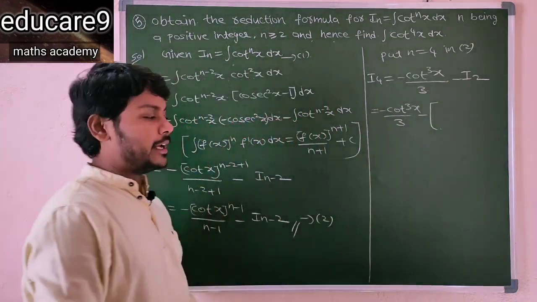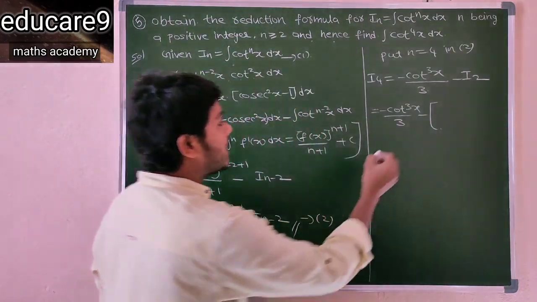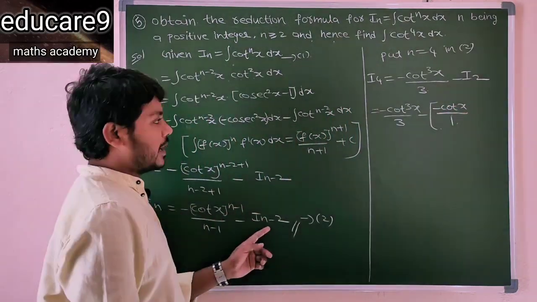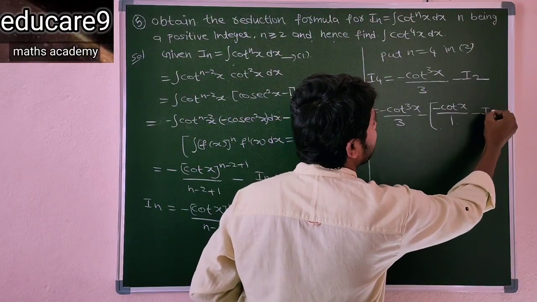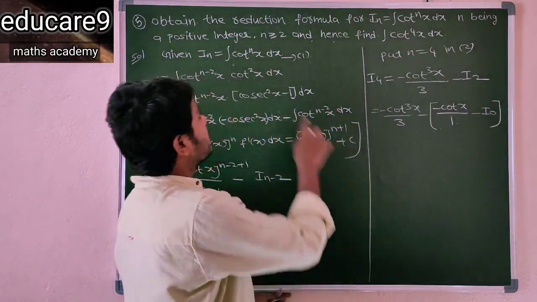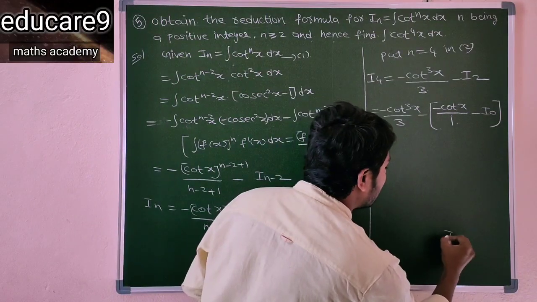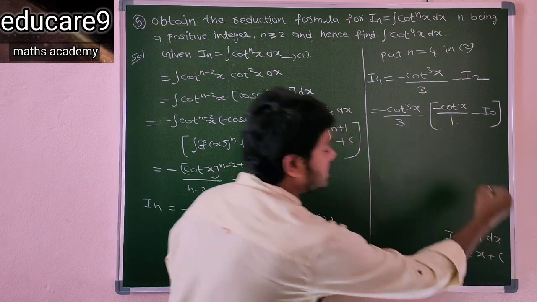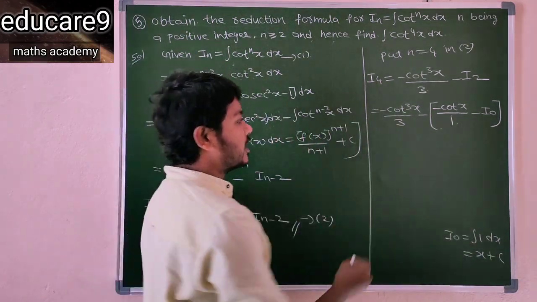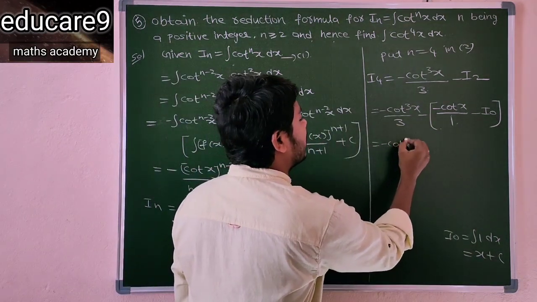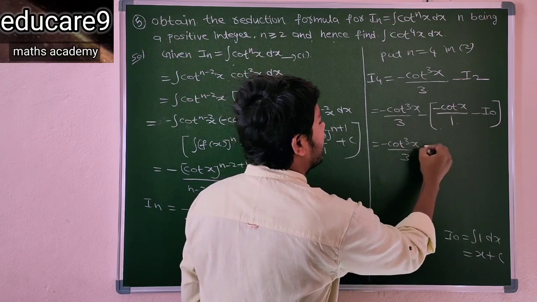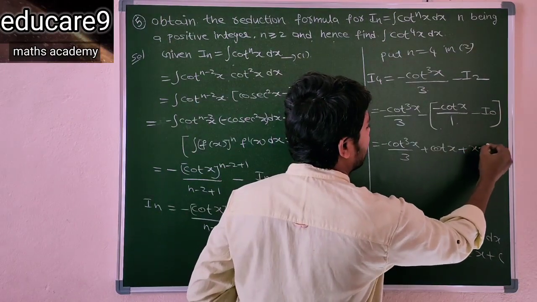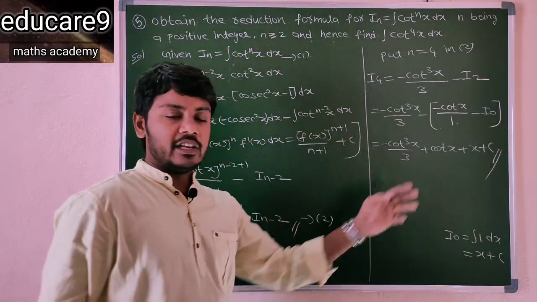So again put n equals 2 in equation 2. What you get? Minus cot x by 1 minus I0. So here put n equals 0. What you get? I0 is equal to integration of 1 dx. So you know that integration of 1 dx is x plus c. So substitute here, what you get? Minus cot^3 x by 3 plus cot x plus I0, that is x plus c. So this is the required answer.